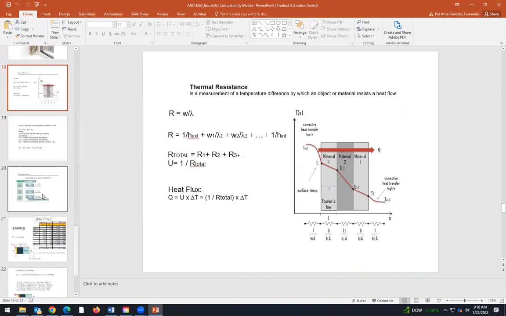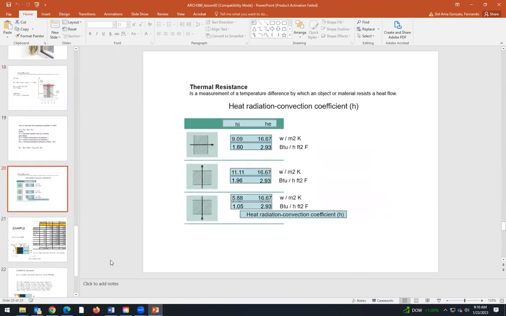Okay, so let's do it. First, we have this table, and these are the coefficients that we are going to use. This HI is the convective coefficient indoors. This is the convective coefficient outdoors. Here we have international units and imperial units. If we are working with imperial units, you have to look at these values.